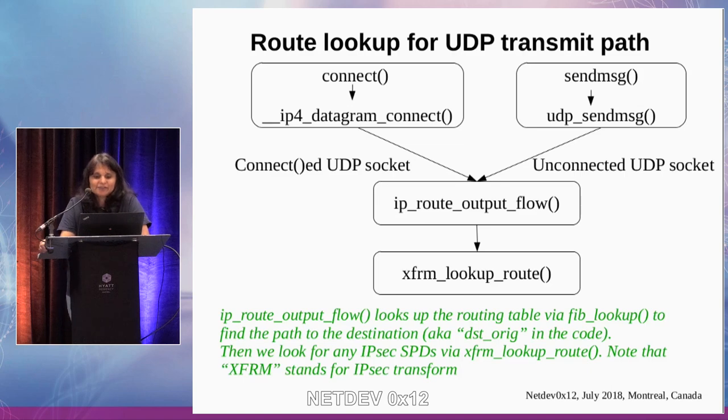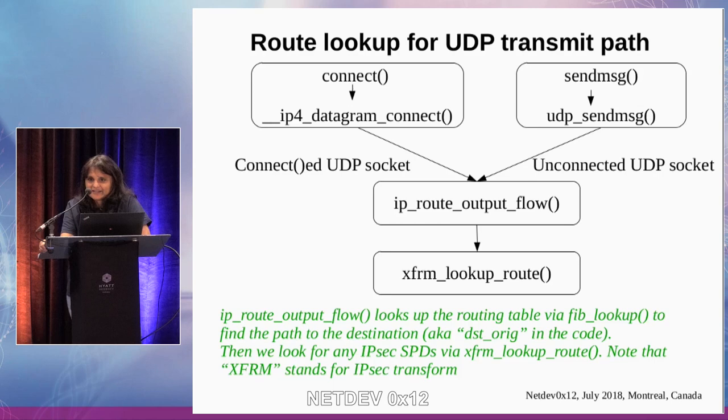If you're talking about UDP, you could have a connected socket or an unconnected socket. The connected socket lets you use send instead of sendto, and you get back ICMP errors. When you do a connect, you can only send to one destination. If you have an unconnected socket, you can use one socket to send to multiple destinations. In each case, when you actually have to send the packet, you have to figure out the next hop, so you have to look up the routing table.